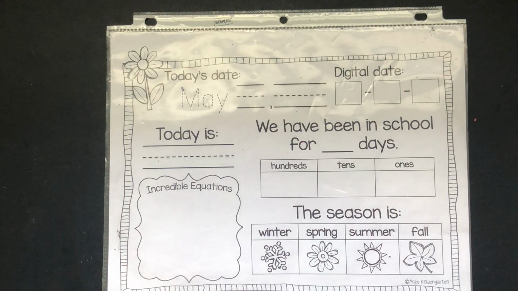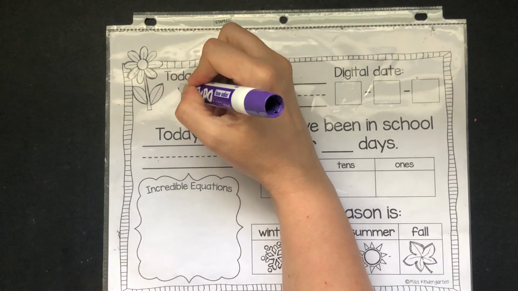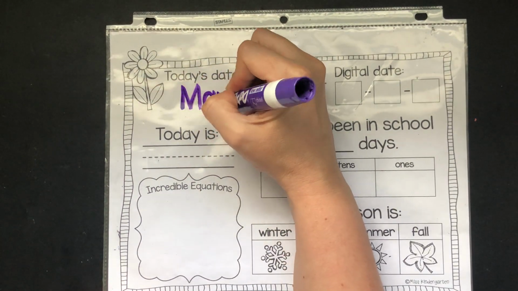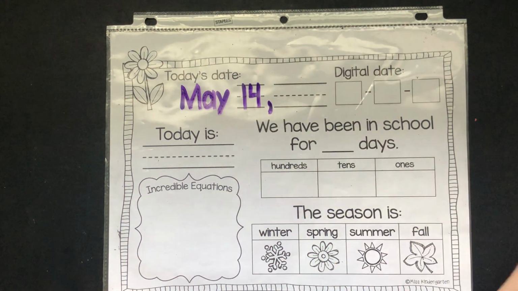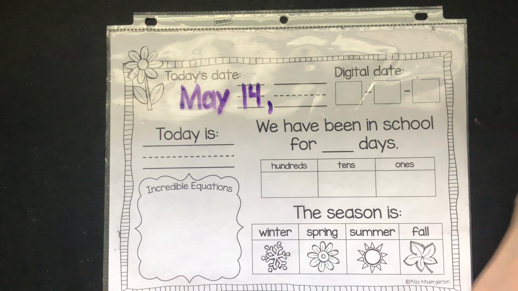It's calendar time, so let's get into it. We're going to start by tracing our month word, which is May. Yesterday was May 13th. What number comes after 13? 14. Very good. What's the year that we're in?